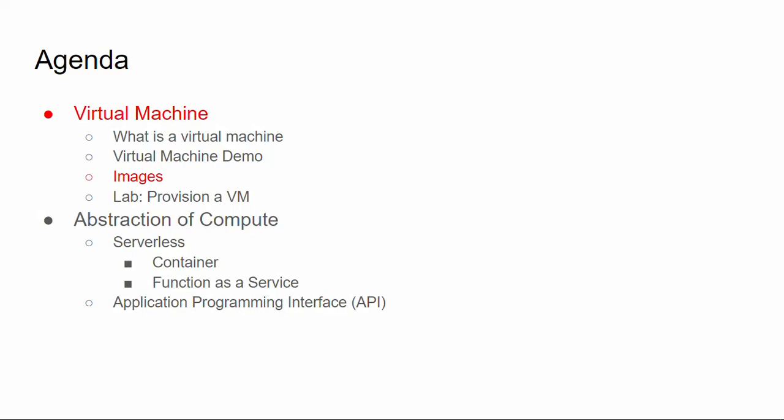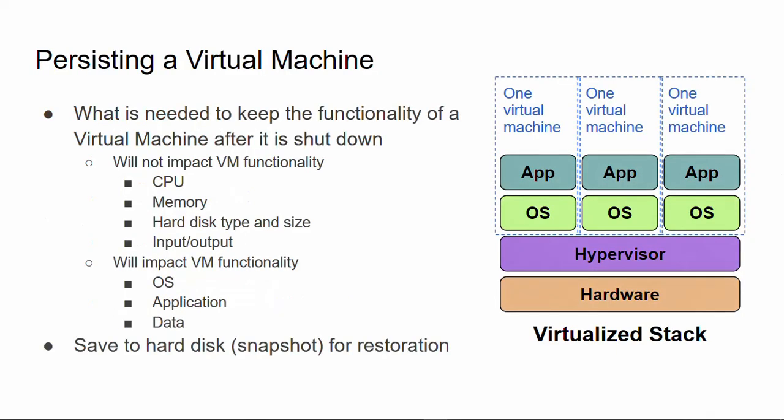Now that we already created a virtual machine and even provisioned it, stopped it, and deleted it, right? Now it's time to talk about what an image is. We briefly mentioned the image. We also mentioned disk. What is the image? How would that impact our virtual machine provisioning, right?